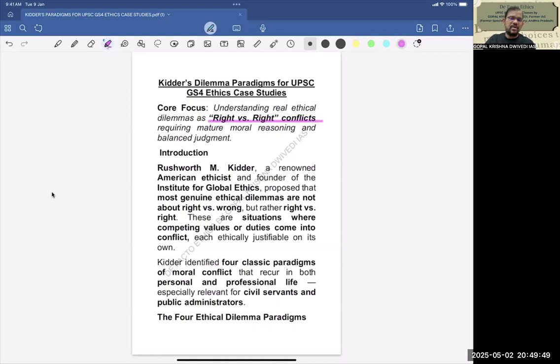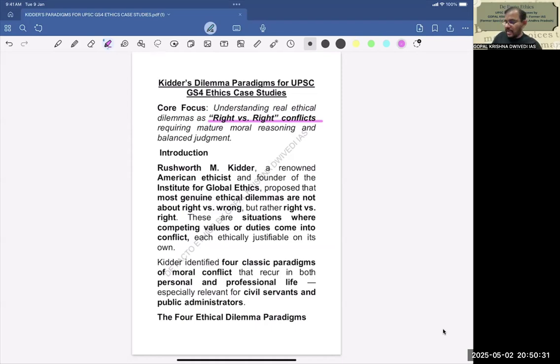So in the case studies which we are going to get in the GS4 paper, we know that nowadays complicated case studies are being asked where more than one theoretical or ethical principle is applied. But usually the dilemmas are right versus right. Kidder has identified four classical paradigms of moral conflict, so one by one we will see. But the main emphasis is that most of the real ethical dilemmas are right versus right, so either choice we can justify if we want.